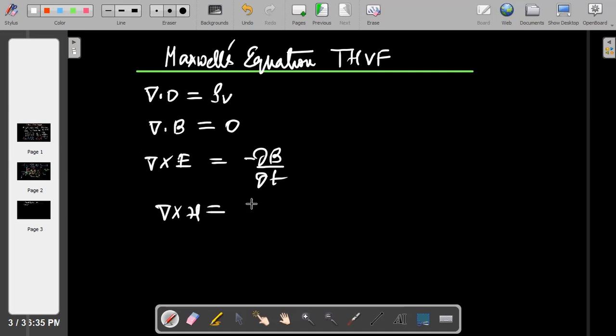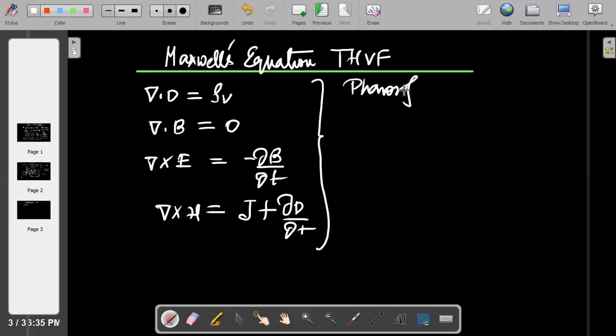I am actually revising also, because I don't know whether you have forgotten or not. Del D del T, these things you know. Now, if I say you write in the form of a time harmonic vector field, or in phasor form, I already told what a phasor form is. Where there is del by del T, just remember this thing: where this is there, you will replace it by j omega.